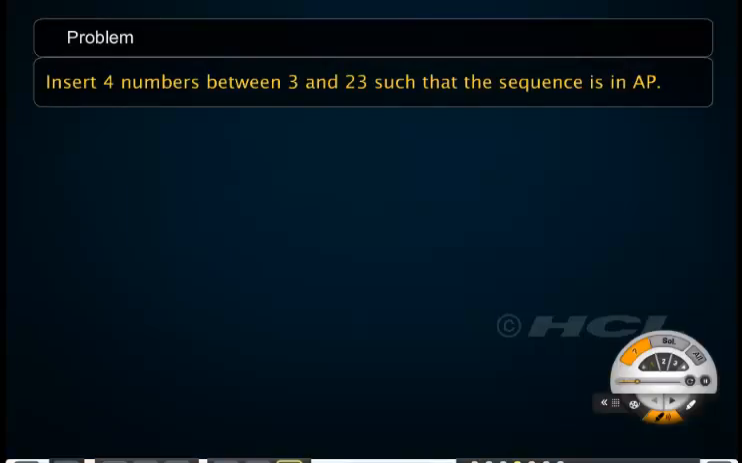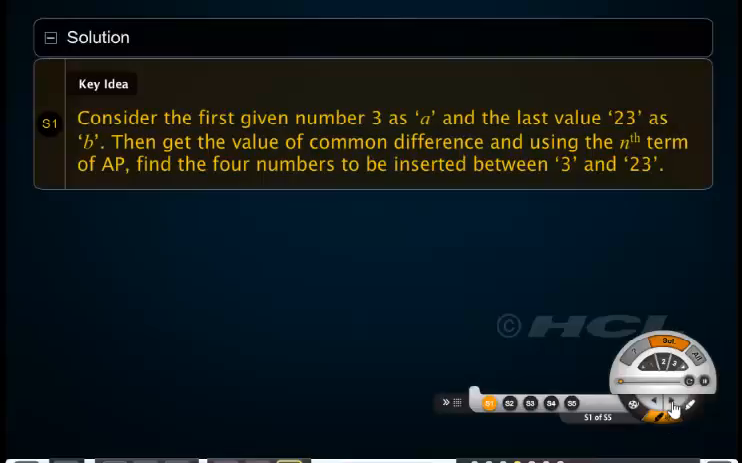Insert 4 numbers between 3 and 23 such that the sequence is in AP. The key to solve the problem is to consider the first given number 3 as A and the last given number 23 as B. Then get the value of the common difference and, using the nth term of AP, find the 4 numbers to be inserted between 3 and 23.